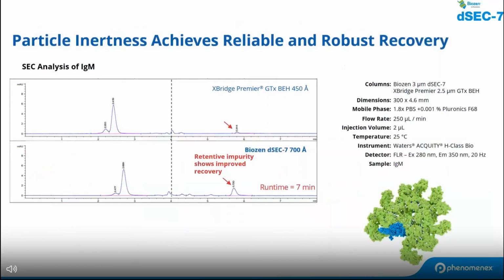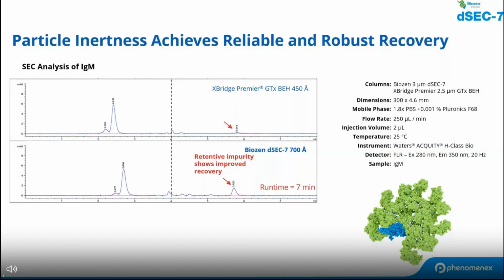So here is another example where the inertness helps you achieve better lifetime as well as recovery. As you could see here, we have the analysis of IgM on a 450 angstrom particle as well as on Biozen D6-7. The later eluting sticky, hydrophobic impurity gets better recovery on Biozen D6-7 within 7 minutes. Basically, this would have otherwise stuck to the column and it can actually accumulate over time and deteriorate the lifetime of the column.